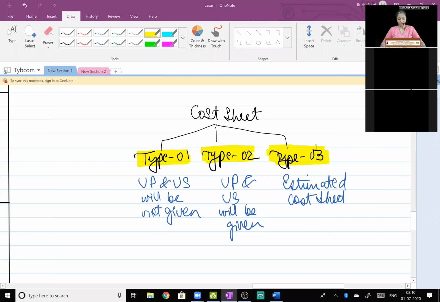Okay. So type 1 will be where units produced and sold will not be there. It will not be given in the question. So when it is not given in the question, what will happen? We will see when we are doing this. I will not tell right now. Let us solve the sum and see what happens when units produced and sold is not there.